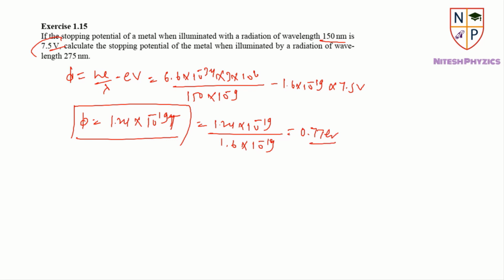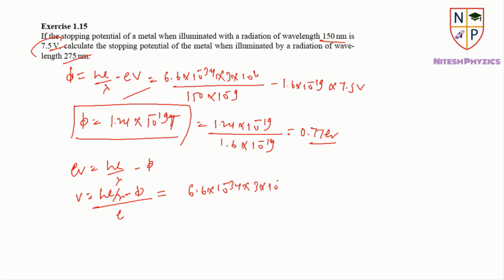Right, now what will be the given? Calculate the stopping potential of the metal when illuminated by radiation of wavelength 275 nanometer. Now wavelength is changed, so again we calculate stopping potential by this formula. Okay, so eV will be hc by lambda minus phi. So the value of V will be hc by lambda minus phi by e. Okay, now put all the values. 6.6 into 10 to the power minus 34 into 3 into 10 to the power 8 upon the given wavelength 275 nanometer. That means 275 into 10 to the power minus 9 meter.